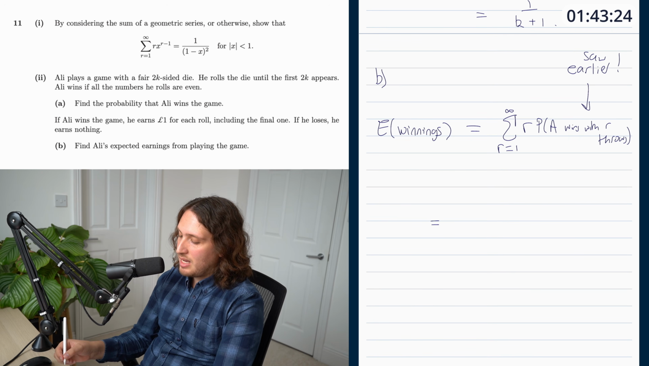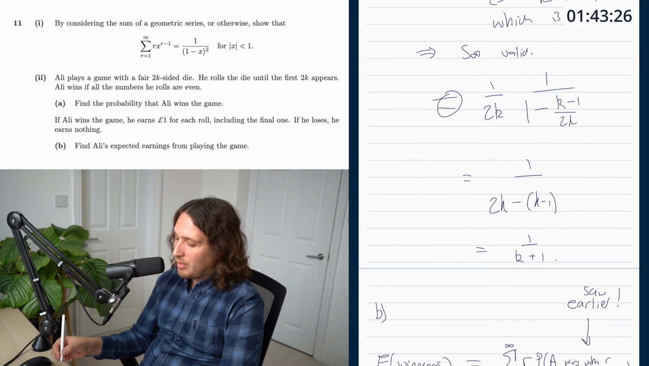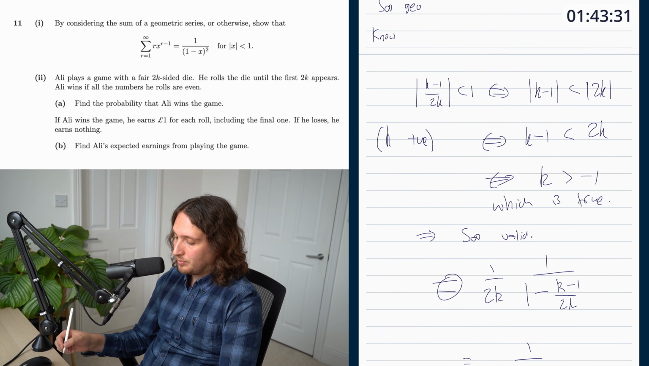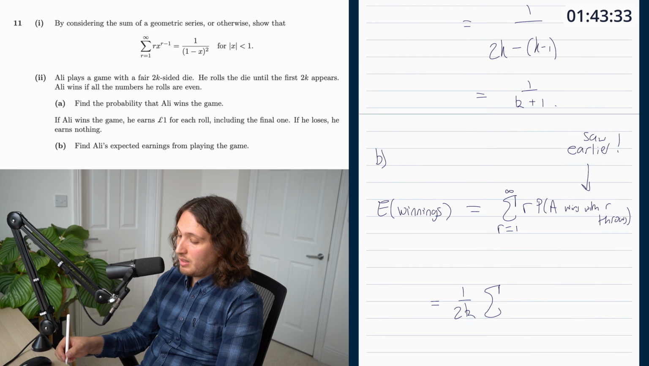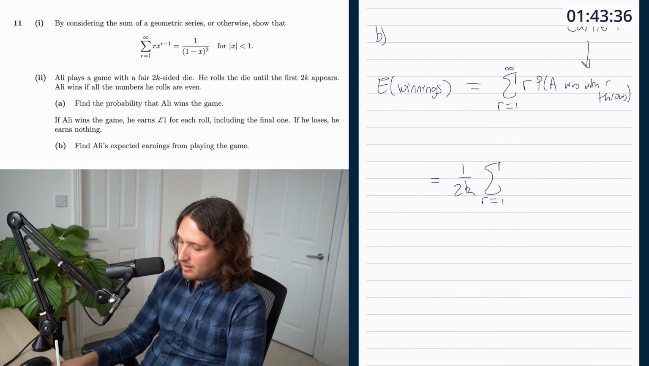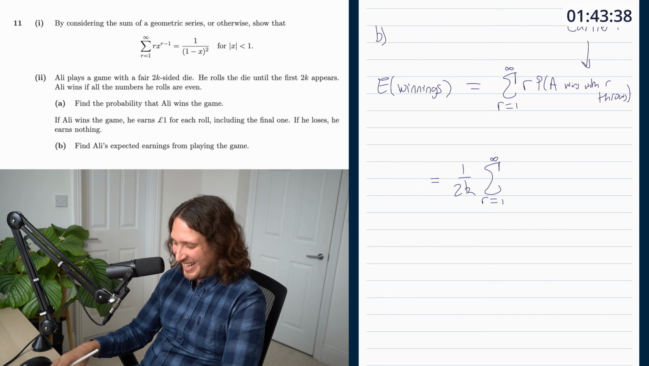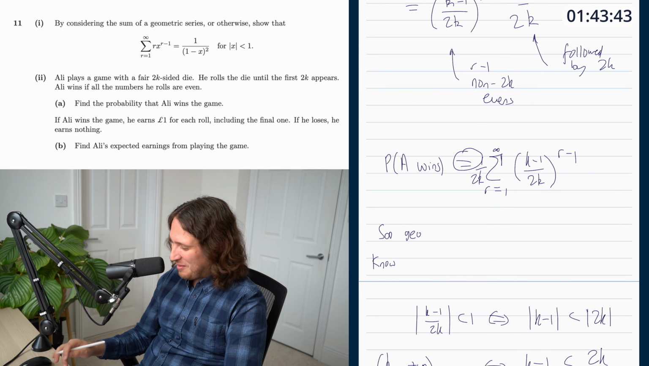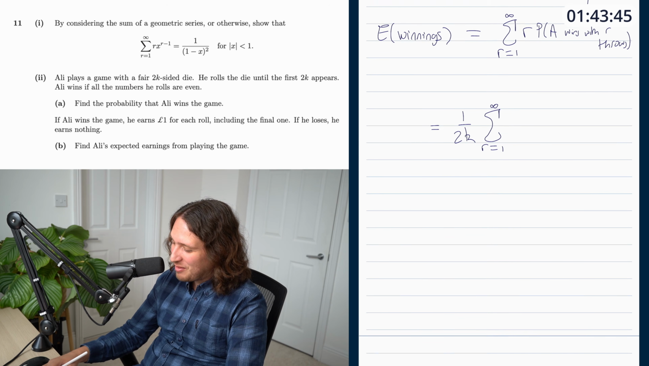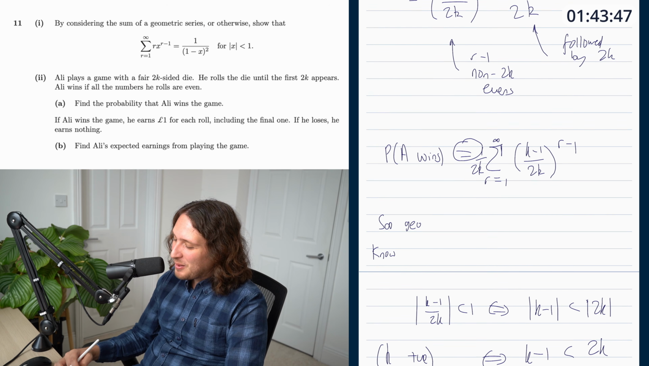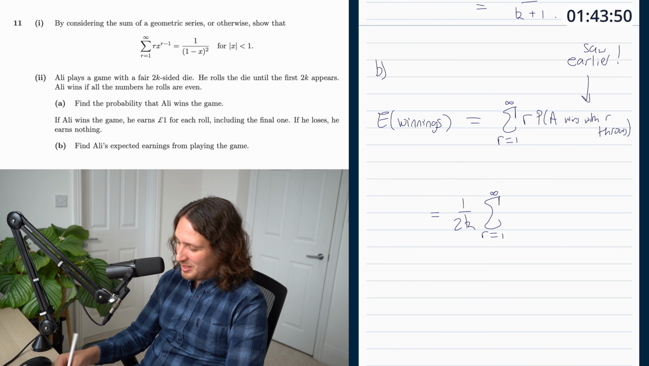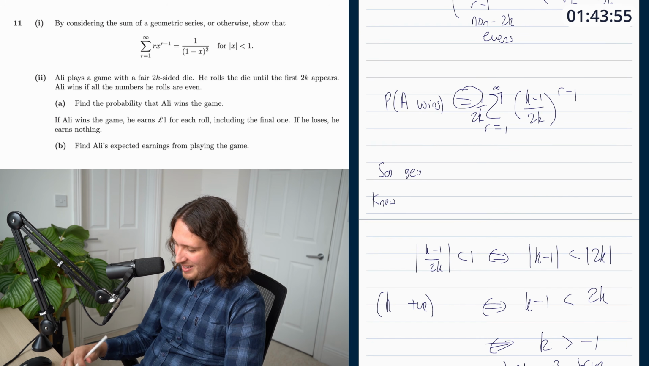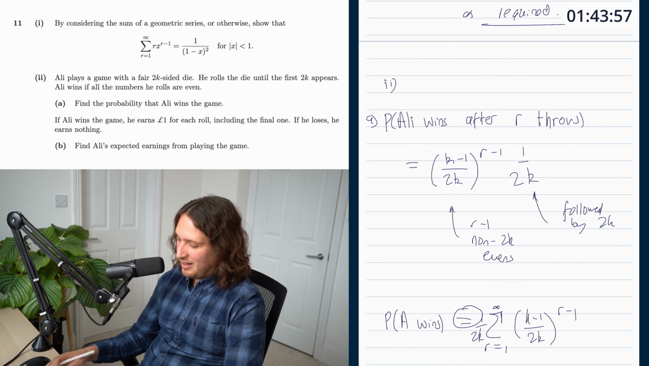So that is going to be, well, what was it? I've got my 1 over 2k that I'll pull out. Sigma R equals 1 to infinity. I'm exhausted. This is more tiring than I thought. If you're doing STEP this year, please do lots of time marks. You don't want to be flagging like I am. So wins after R throws, k minus 1 over 2k to the R minus 1 times R.